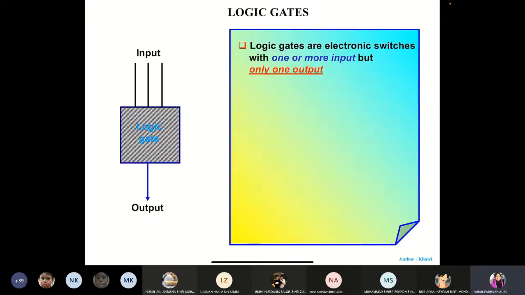Alhamdulillah. Logic gates are electronic switches with one or more inputs but only one output. Okay? So do you understand that one? Okay, that is a very simple statement. Now look at the diagram on the left. So this diagram on the left, we have 3 inputs. Okay? And then we have one output.